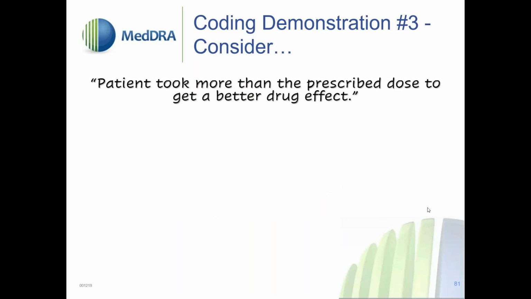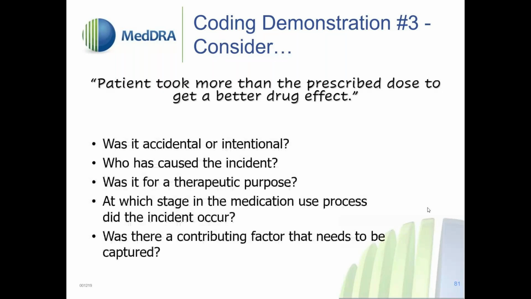Next one. Patient took more than the prescribed dose to get a better drug effect. So let's again look at the verbatim and answer the relevant questions. Is it reported whether it was accidental or intentional? Yes, we know that the patient consciously decided to take more than the recommended dose to get a better drug effect. Do we know who caused it?